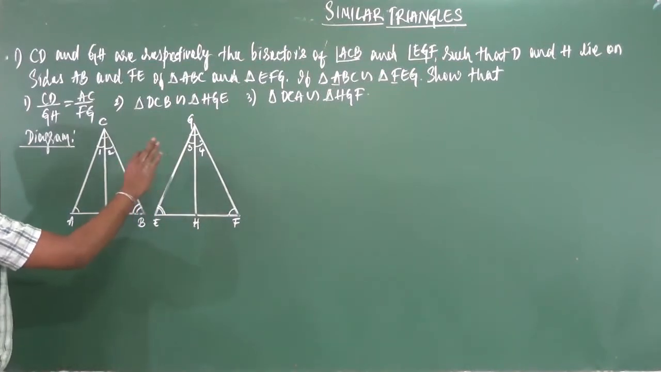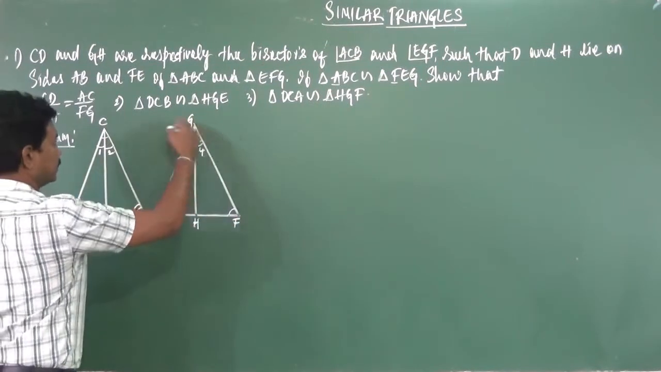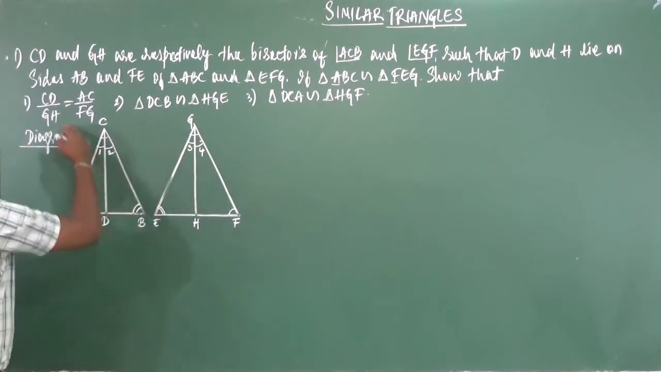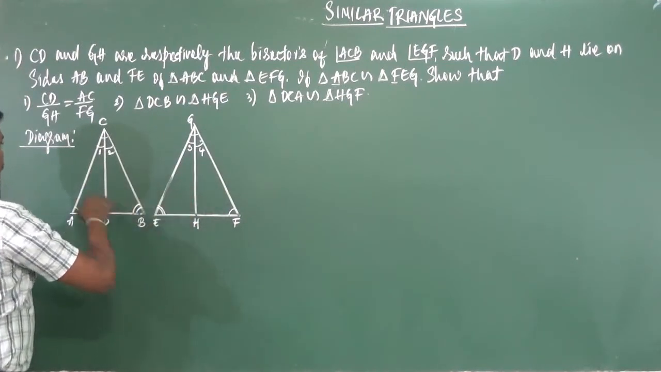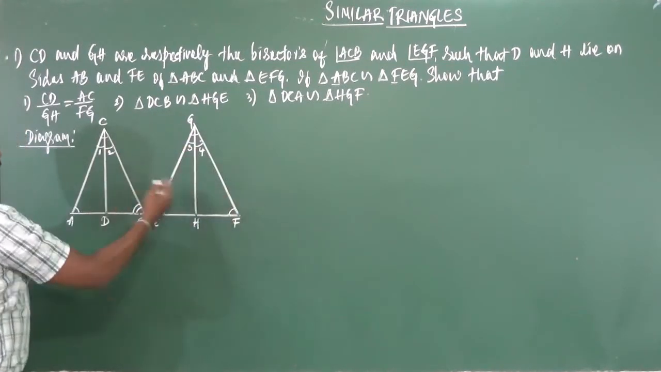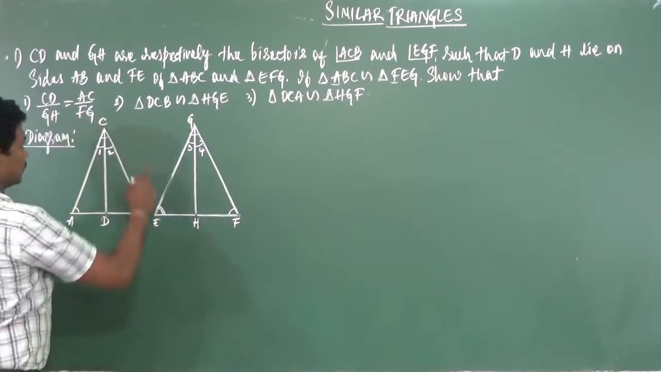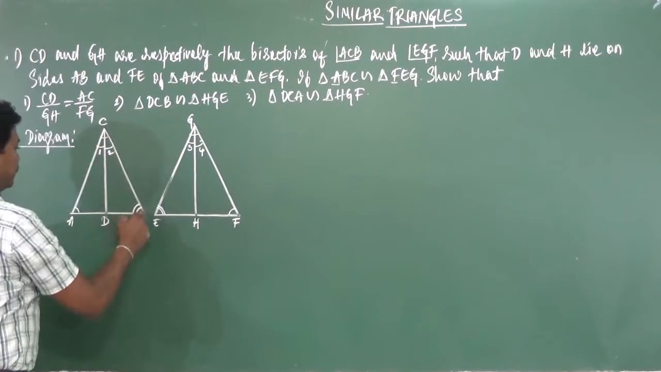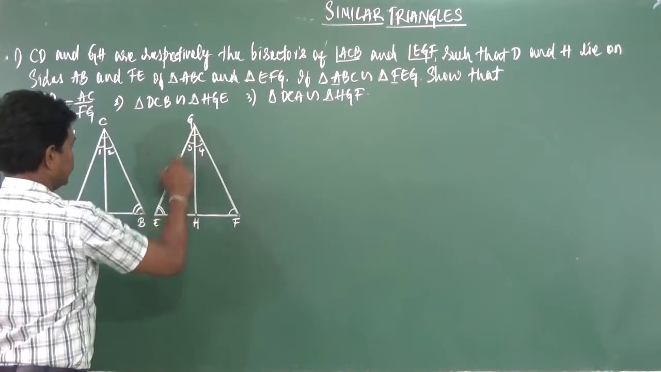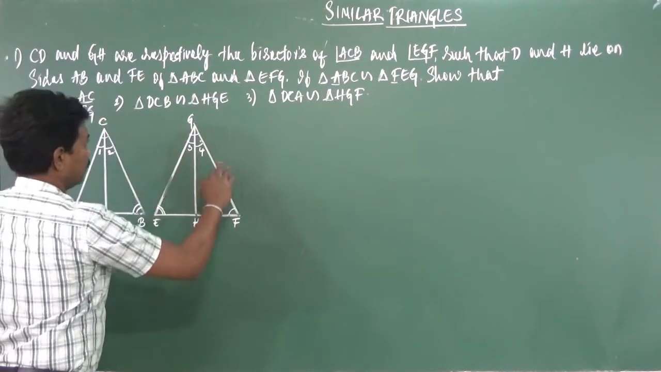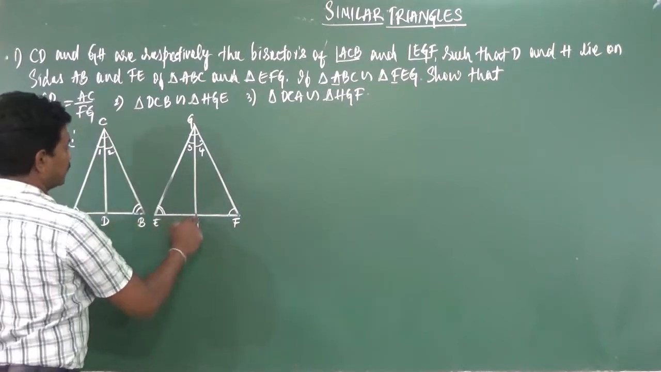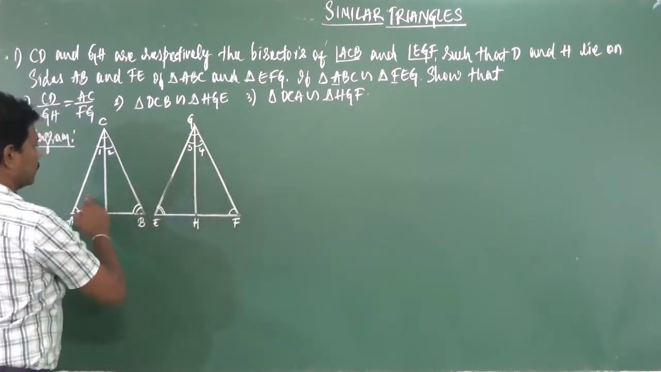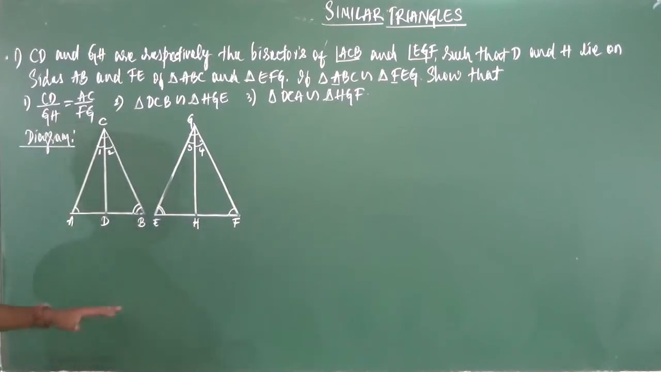So if the entire triangle ABC is similar to the entire triangle GEF, show that CD by GH is equal to AC by FG, that is, we have to prove that both the ratios are equal. And triangle DCB and triangle HGE, these two triangles are similar. And also we have to prove that triangle DCA and triangle HGF, these two triangles are similar to each other. So we have to prove this, right? We will get into the solution.